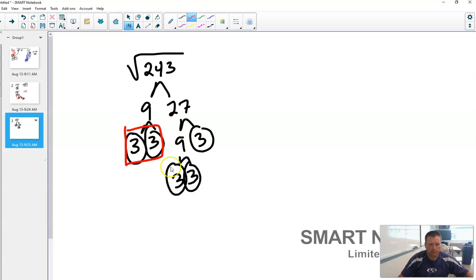Pair them up. There's a pair. There's a pair. This one can't pair with anything. So one of each pair is gone. I've got 2 3s on the outside, which gives me 9 because I multiply. And then I have this 3 on the inside as well.